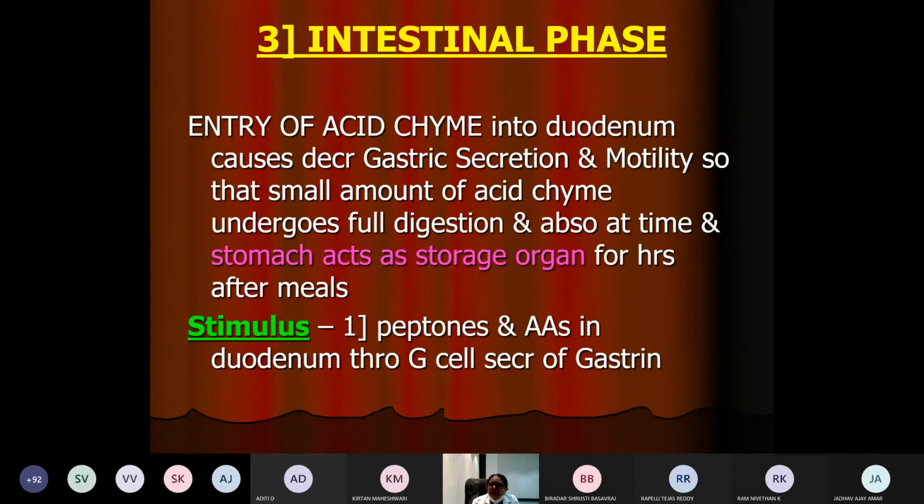Then we will come to the intestinal phase. Entry of acid chyme into the duodenum causes decreased gastric secretion and motility, so that a small amount of acid chyme undergoes full digestion and absorption at a time, and the stomach acts as a storage organ for hours after meals. Stimulus: peptones and amino acids in the duodenum, through G cell secretion of gastrin.